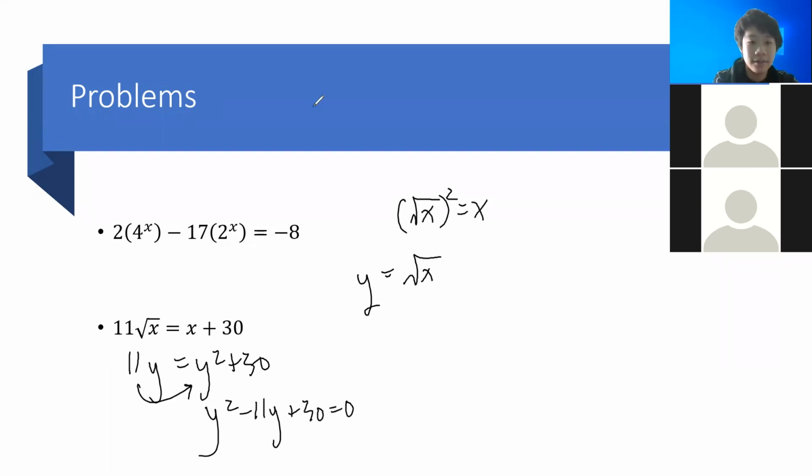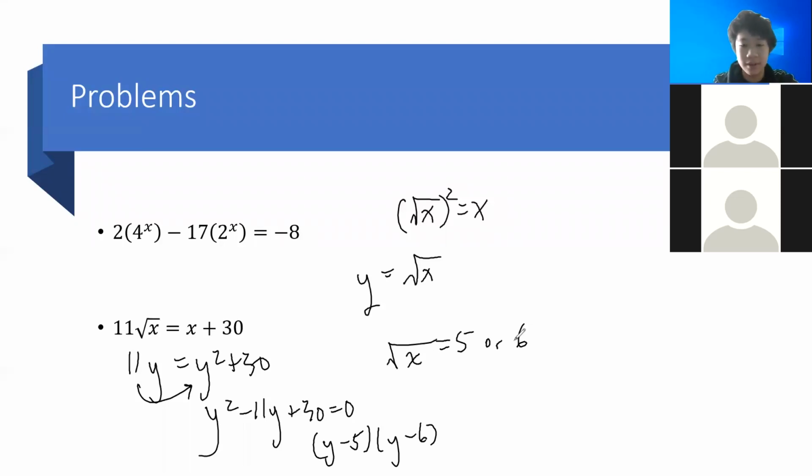Now we just factor it. y minus 5, y minus 6. So y can equal 5 or 6. So that means square root x is equal to 5 or 6. We can just check our answers. We can square both sides if we want. x equals 25 or 36.